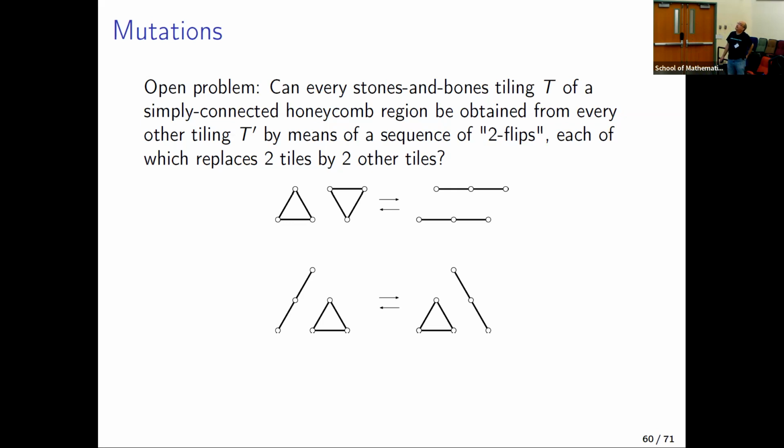Can every stones and bones tiling of a simply connected honeycomb region be obtained from every other tiling of that region by a sequence of 2 flips, each of which replaces 2 tiles by 2 other tiles? Or I should say trimers, I guess, since I'm in the trimer picture here.